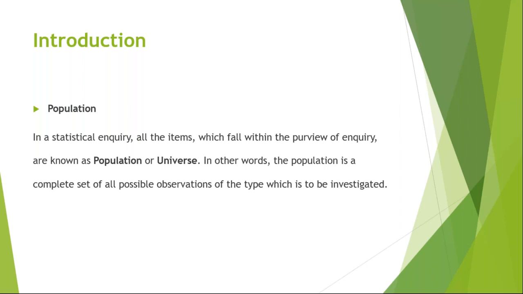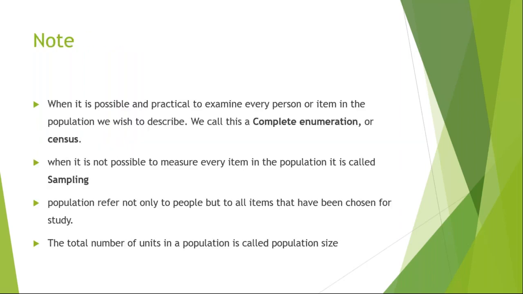So the totality of items that falls within the purview of inquiry, that falls within the scope of inquiry, is what is referred to as the population. Now, about population, we want to note the following: when it is possible and practical to examine every person or item in a population, we describe that as a complete enumeration or census.